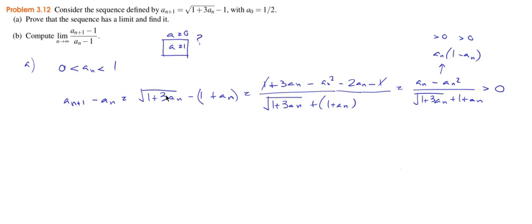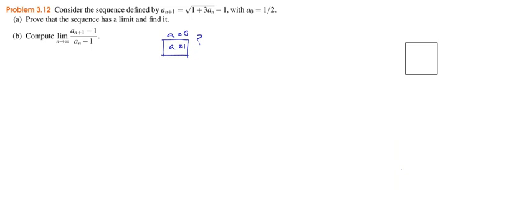Okay. Now the second part of the problem: compute the limit of a sub n plus 1 minus 1 over a sub n minus 1. Now the limit of a sub n is 1, so this is 1 minus 1, 0, and then 1 minus 1, 0, so this is 0 over 0. You could say, oh, this is a great case for using Stolz's theorem. And maybe you could, but I think this is going to complicate things.